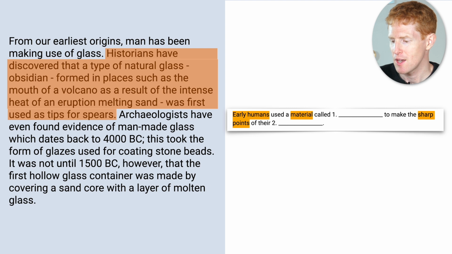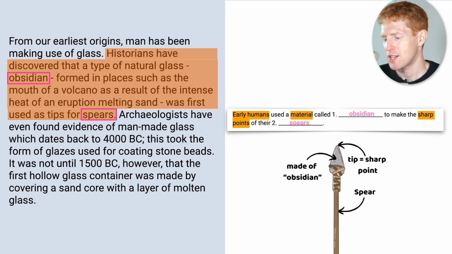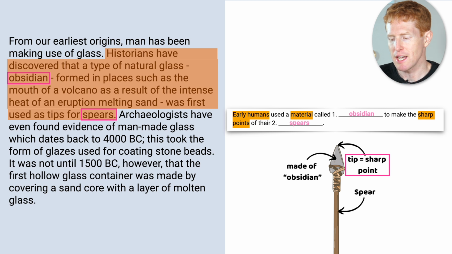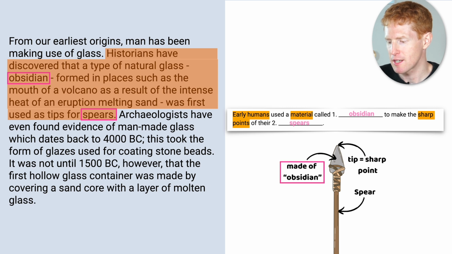Early humans used material called obsidian to make the sharp points of their spears. So this is a spear, and this is the tip, also known as the sharp point. This sharp point of the spear was made with obsidian. So obsidian is the answer for number 1, and the answer for number 2 is spears.